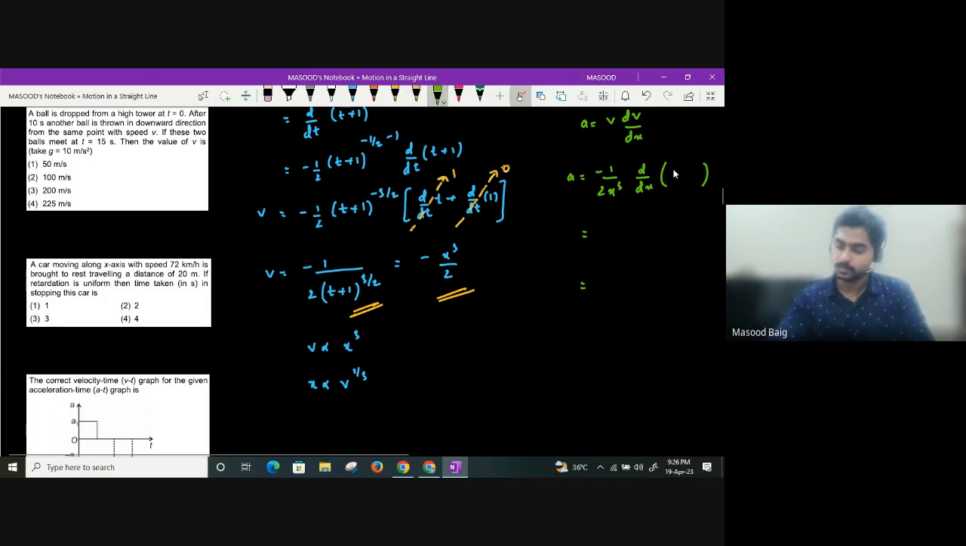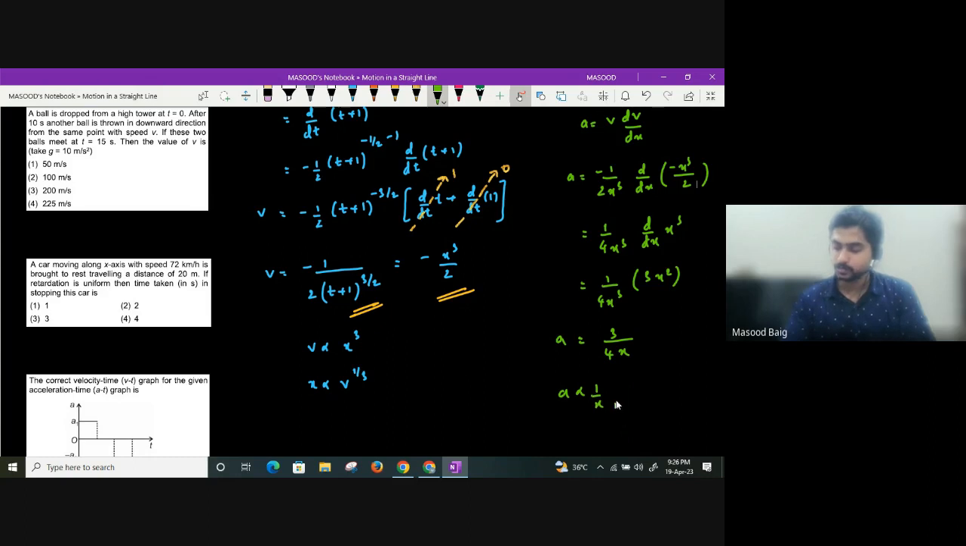So we will get v as how much here now? Minus x cube divided by 2. So I'll get 1 by 4 x cube, and d by dx of x cube we are going to get. So 1 by 4 x cube, what is the derivative of x cube, beta? We'll get it as 3x square. So this will be 3 by 4 x you will get. So acceleration is inversely proportional to x.